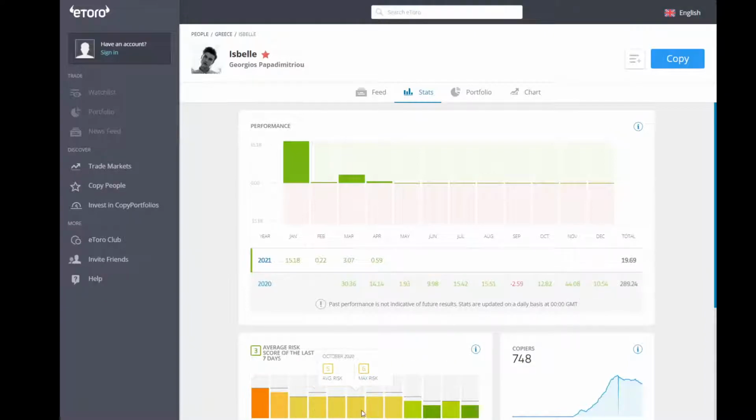His risk score also seems to be going down, which is interesting. Usually what we find is that they usually go up as people become PIs. Yeah, I think it's usually like that. You take a lot of risk in the beginning. You get a bunch of copiers. You realize that when there's a lot of volatility in your portfolio, copiers leave, so you respond by reducing the volatility in your portfolio, and that results in a drop in the risk score.